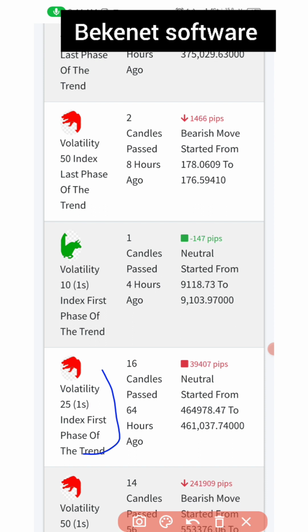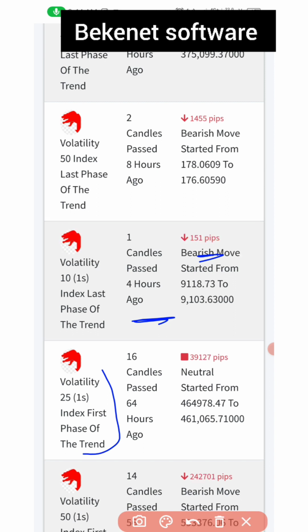Look at it, it has turned to neutral. That same pair is trying to break into the buying zone. You understand? But the sellers are pushing it. You see the way it's changing. It's trying to break in, but the sellers are still pushing. But it's still in the last phase.